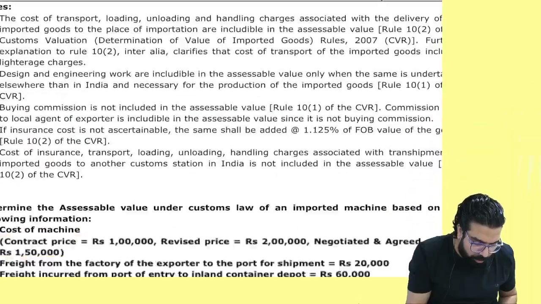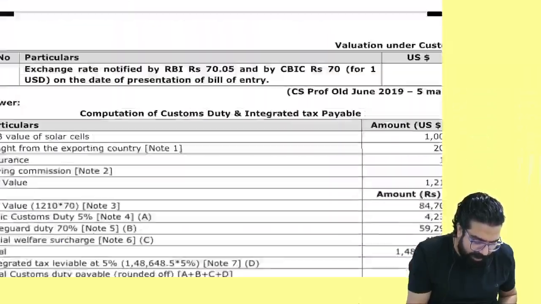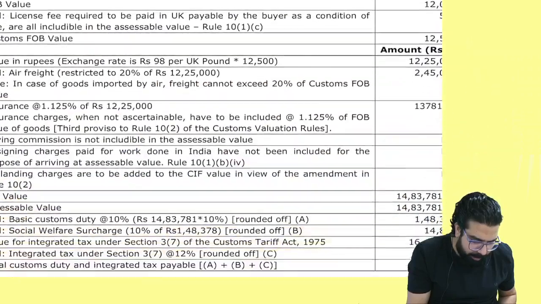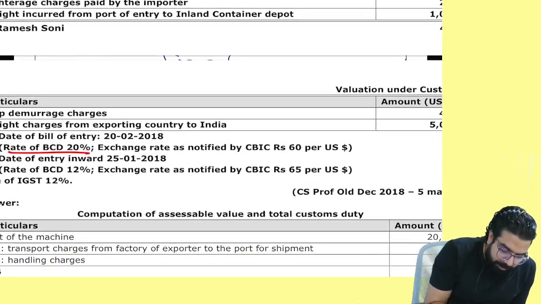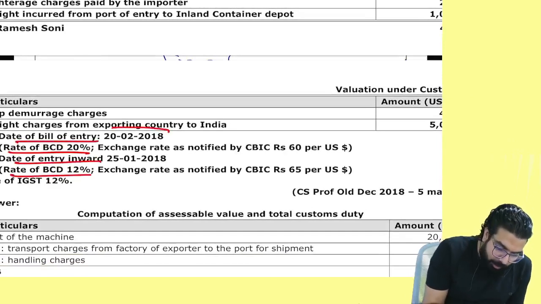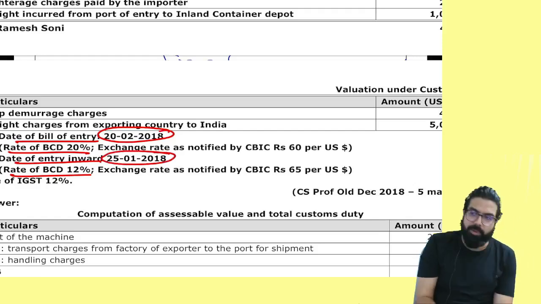Sir, you do the rate also. Quickly. Where is the rate? In this question. Okay. Everyone, 20%, 12%. Entry inward and bill of entry filing date, 20th and 25th. Which is later?